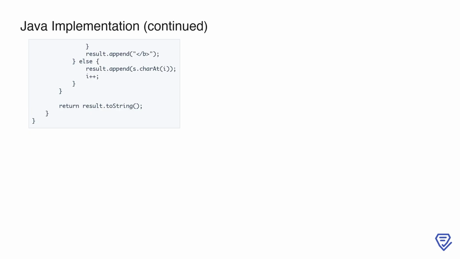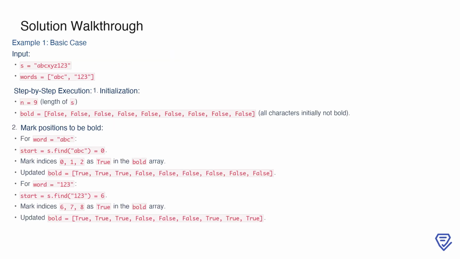Here, we're working with the input string s equals "abc is 123" and the dictionary words equals ["abc", "123"]. To start, we initialize the length of the string n as 9 and create a Boolean array bold of the same length, where each value is initially set to false. This array will help us track which characters in the string should be bolded.